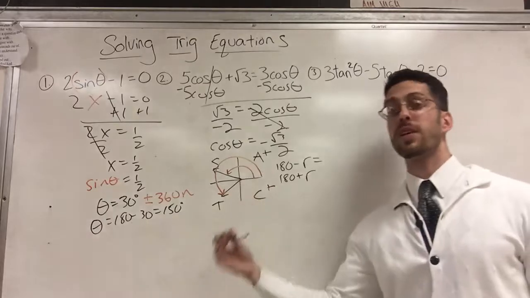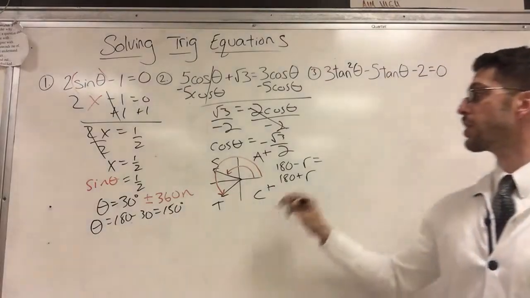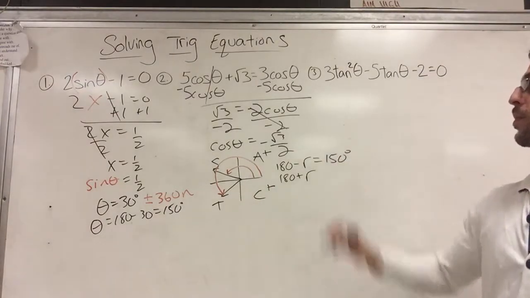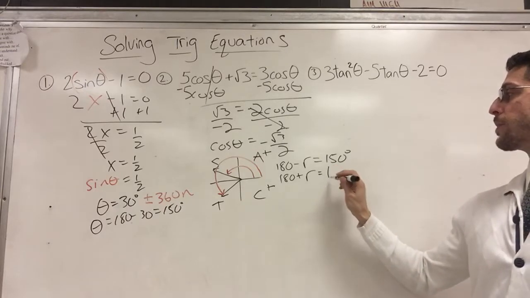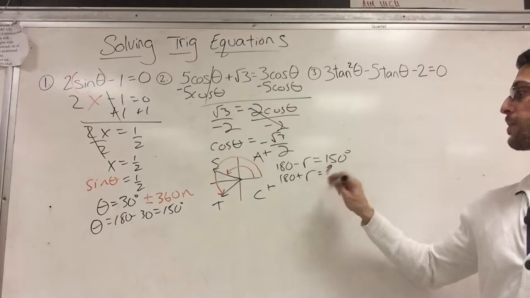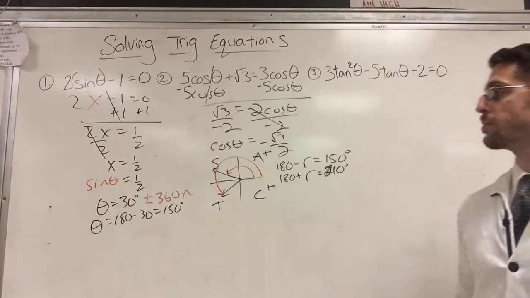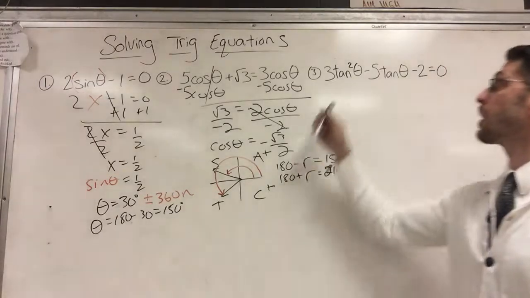So 180 minus 30 is again 150. Oh, what a coincidence. And the other one's going to be 210. And that's it, okay? Last one.